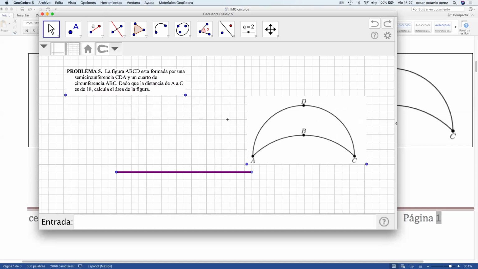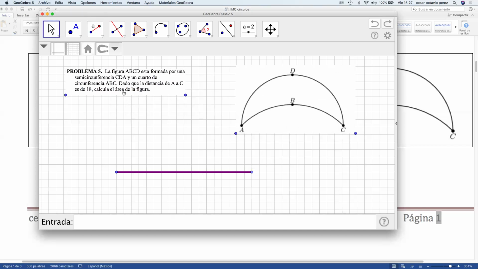And here it says that the figure ABC is made from a semicircumference. This is a half circle. We will have something like this. This is easy to calculate. Okay.